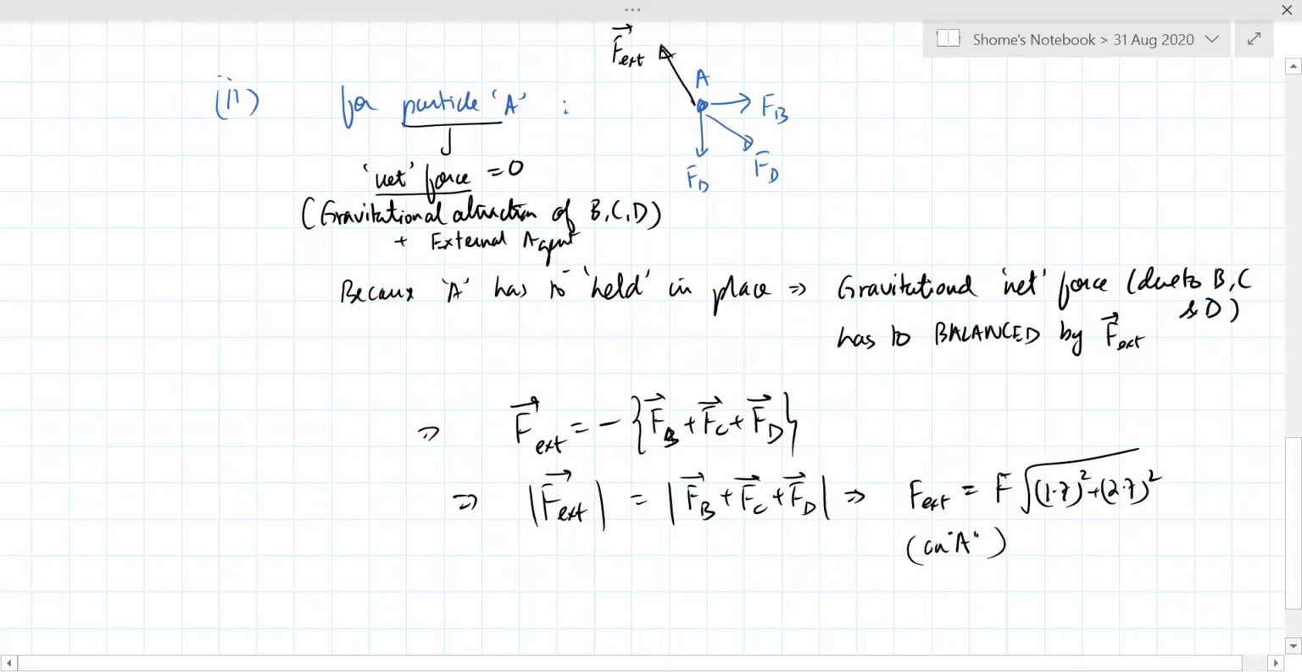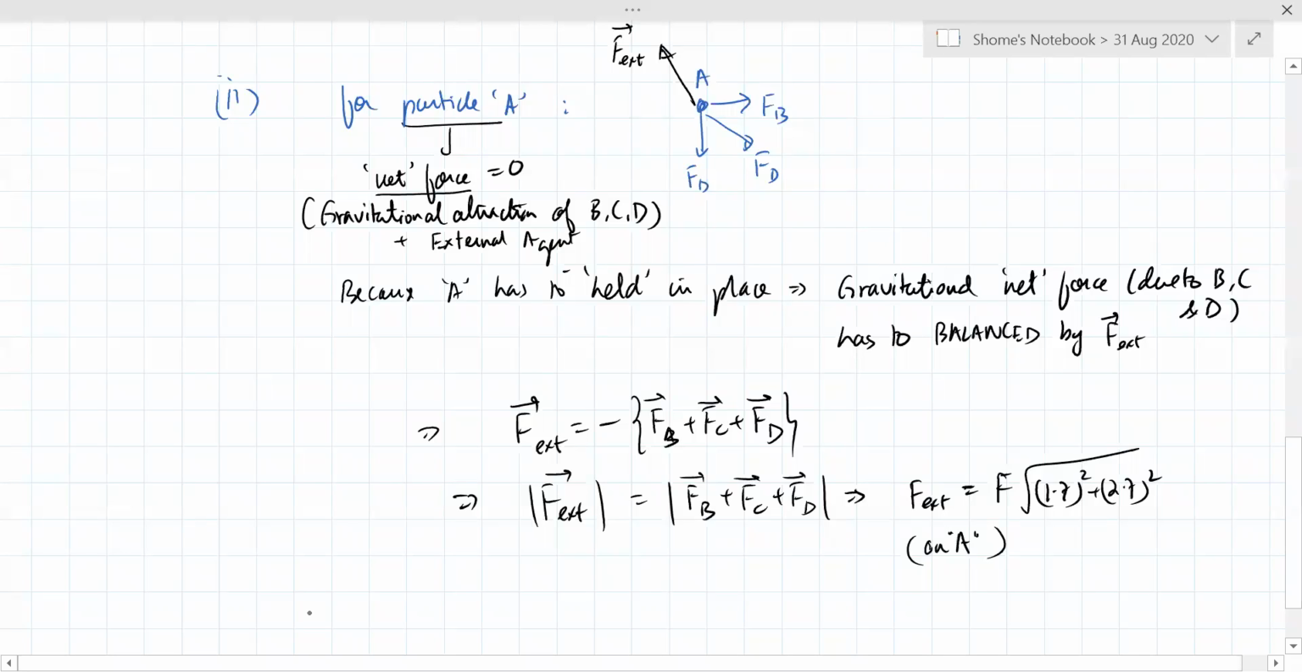Now, if you see B's situation, it will be symmetrical, but C and D will be slightly different. Okay, so by symmetry, you will see that the external force on B will also have the same magnitude, but the external force on C and D will have a slightly different magnitude because their masses are 2m. Okay. So, hope you're understanding this point.